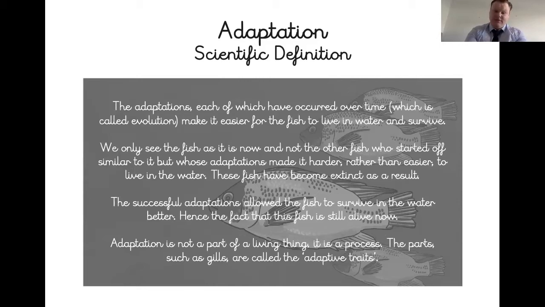The successful adaptations allowed the fish to survive in the water better, hence the fact that this fish is still alive now. So all of the ones that didn't have those adaptations, they've gone because they could no longer survive in that habitat. The ones that were left were the ones that had the adaptations needed.